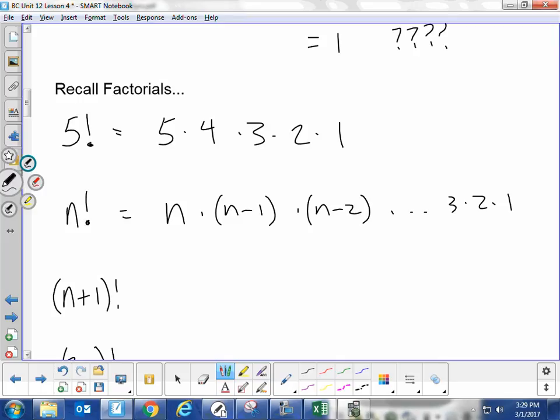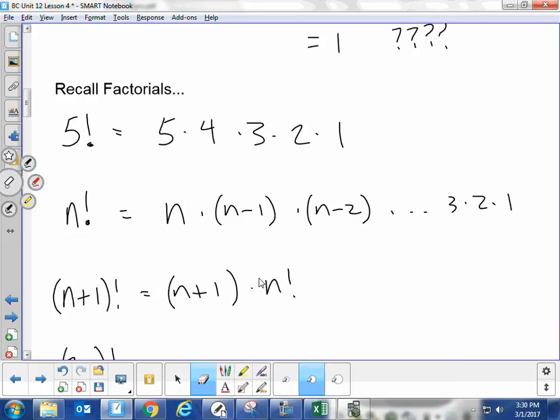Okay? Now, if I have n plus 1 factorial, well, I know my first term is n plus 1. But I can just take that n plus 1 and multiply it by n factorial. And I know what n factorial looks like, and I'm good. Right? Because it's just the first term, and then the next term would be n plus 1 minus 1, which is just n.